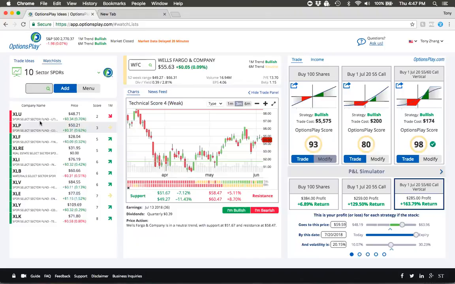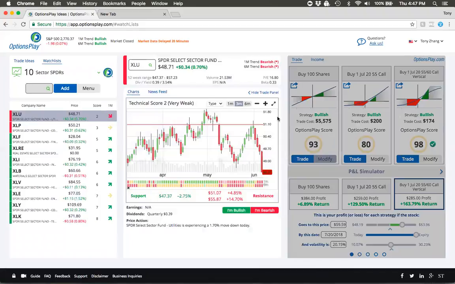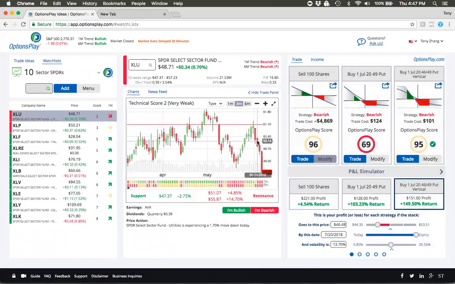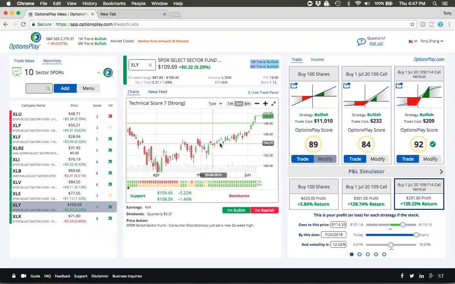So here on utilities, as you can see, it's got a score of 2 and it's got red arrows, or it's all red. That's telling me this is a weak stock and it's continuing going lower. If I look at utilities, just a few days ago utilities really started to fall apart and it's one of the weakest sectors. So this tells me utilities is a weak sector that is still continuing to weaken. Vice versa, if I look at consumer discretionary, score of 7, this is a strong sector and the 1 month and 6 month trends are bullish, telling me that this sector is not only strong, but likely to continue going higher.